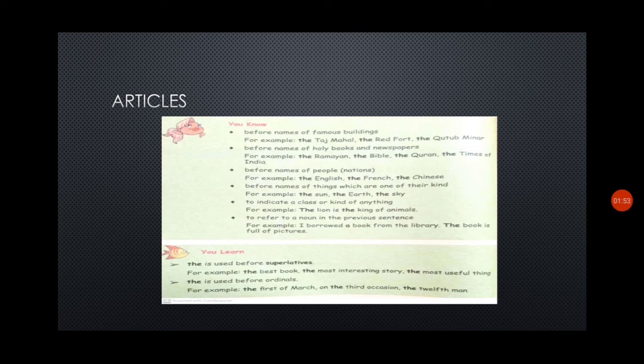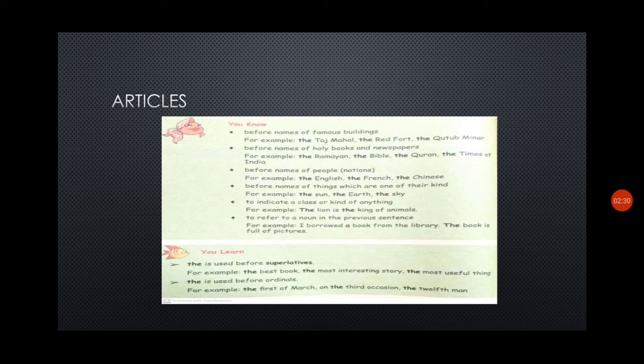Call the boy in the red shirt. Now, here, which boy to be called? The one who is wearing a red shirt, a particular boy. Okay. So, children, the is referred to a particular thing. I borrowed a book from the library. The book is full of pictures. So here we are talking about which particular book? The book that I borrowed from the library. So the is always referred to a noun that is already mentioned in the previous sentence.